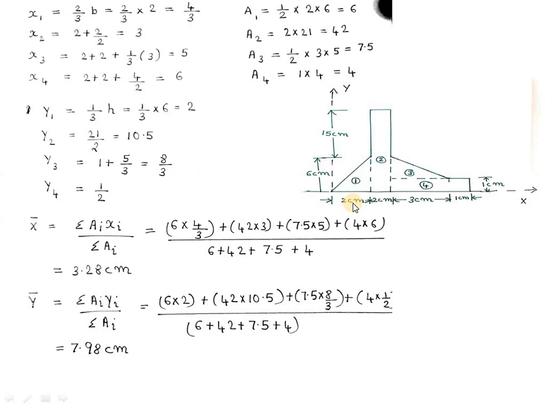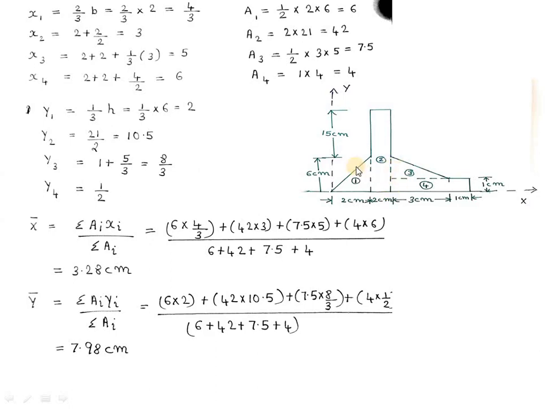Now we have to find out y1, y2, y3 and y4. So y1 will be located at a distance of h by 3 from the bottom, and y2, here the rectangular portion, will be at the midpoint. So this total length is 15 plus 6, that is equal to 21, 21 by 2, that is 10.5. Then for this triangular portion, y3 will be located at a distance of h by 3 from this point, so h by 3 plus this 1 centimeter.